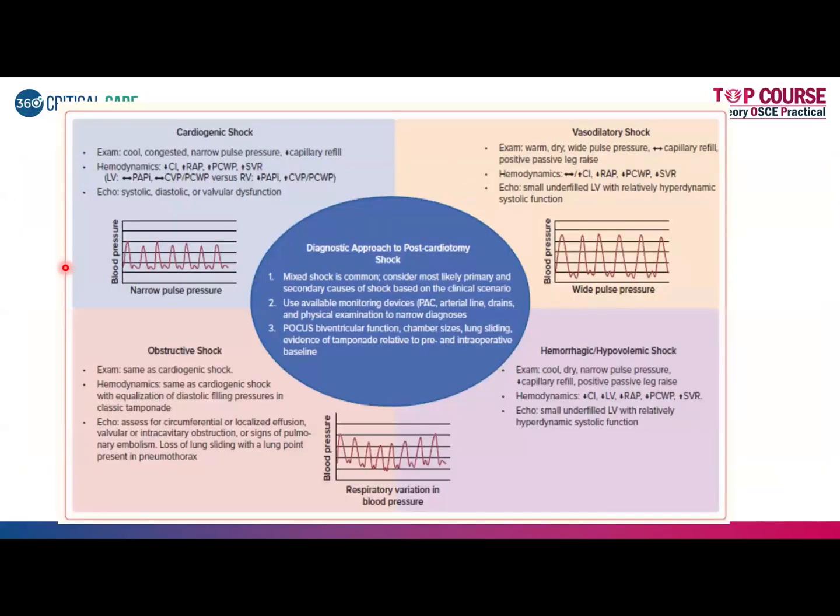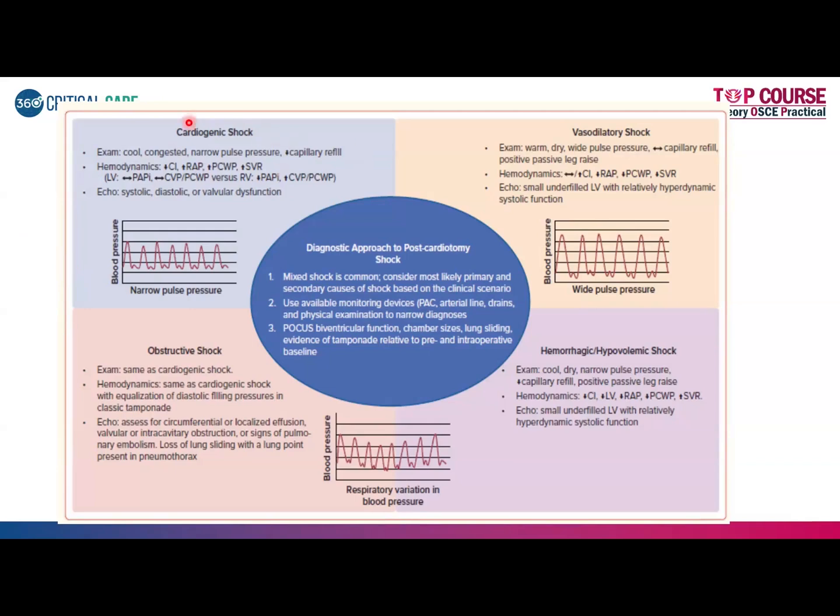So what could be the diagnostic approach in post cardiotomy shock? The difficulty is that such patients can present with mixed shock, because there might be a primary cause of shock and there might be a secondary cause of shock. Therefore, available monitoring devices, as much as possible, along with physical examination, are needed to narrow down the diagnosis.